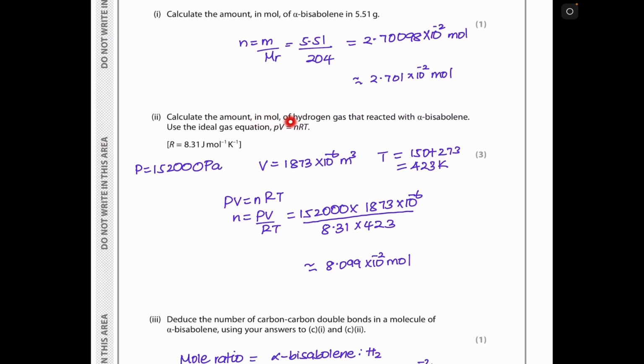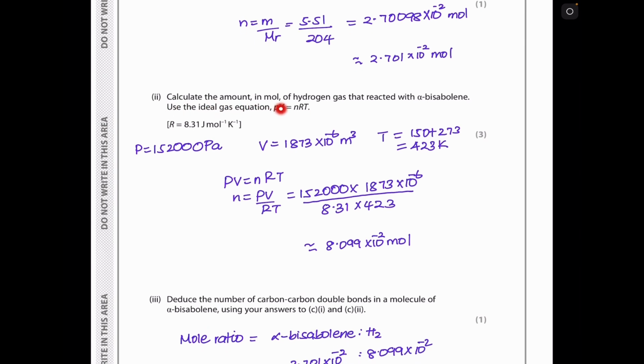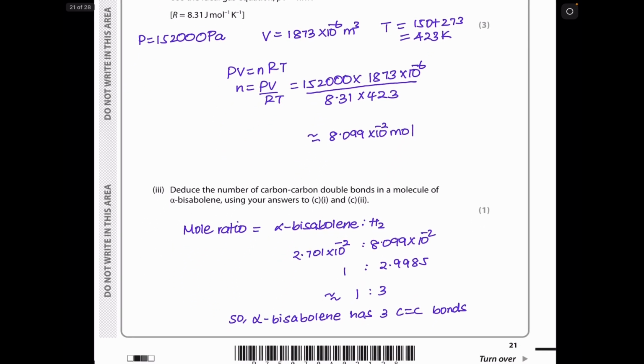Next, they say calculate the amount in mole of hydrogen gas that reacted with alpha bisabolene. Use the ideal gas equation, PV is equal to nRT. If PV is equal to nRT, then n is PV divided by RT. The pressure is given in pascals, so we can substitute it the way it is. The volume should be 1873 times 10 power negative 6 meters cubed, and the temperature 150 degrees plus 273, which is 423 Kelvin. And to substitute, pressure equal to that, volume equal to that, then R equal to that, and the temperature equal to that. Calculating using a calculator, I got 8.099 times 10 power negative 2 mole as my answer.